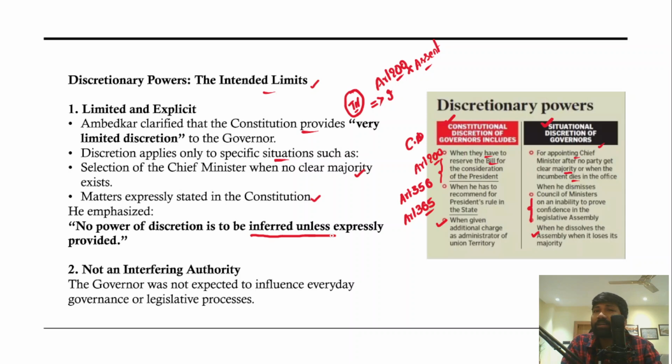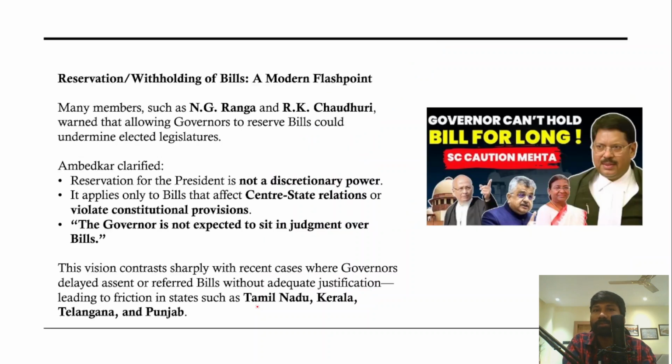However, let's also understand that the governor is not an interfering authority. The governor was not expected to influence everyday governance, or the legislative processes as well. The governor, as an office and a constitutional head, has been created to act based on the aid and advice of the Council of Ministers. He enjoys a very limited discretionary power, and the governor should not interfere in the functioning of the legislature or day-to-day legislative processes. This is very clear from the discussions and debates of the Constituent Assembly.